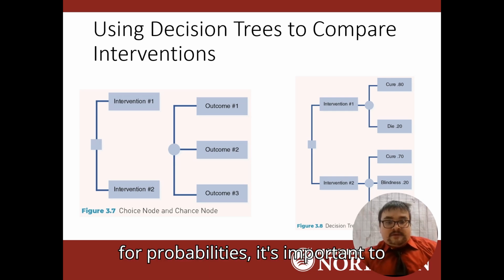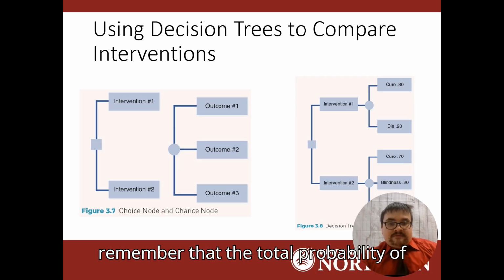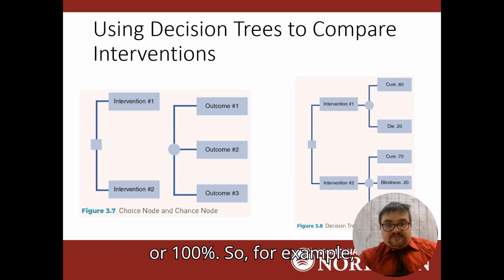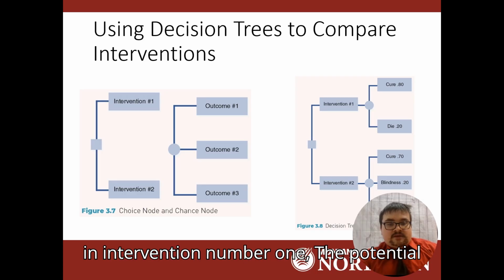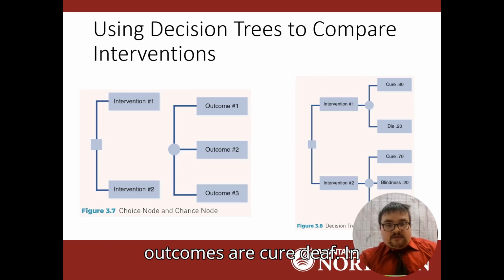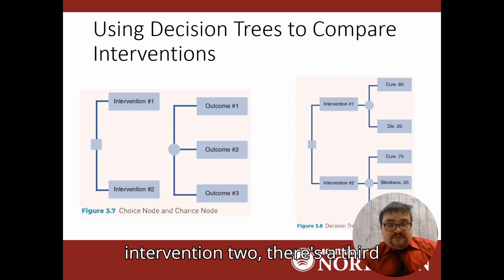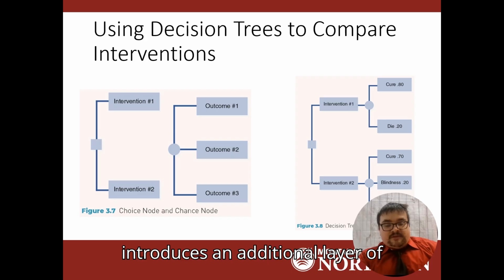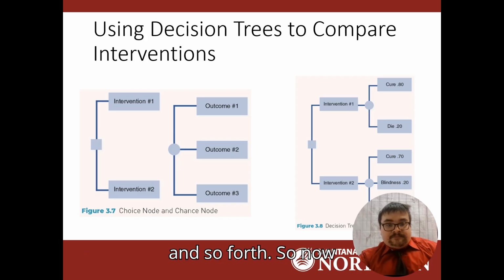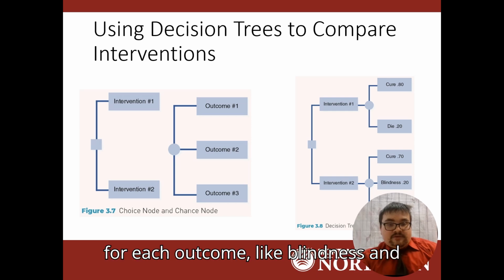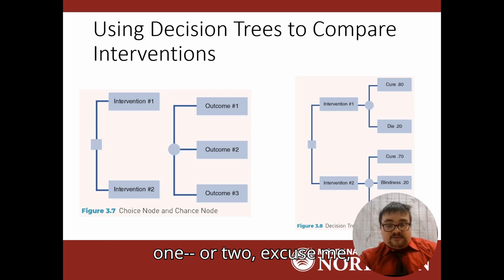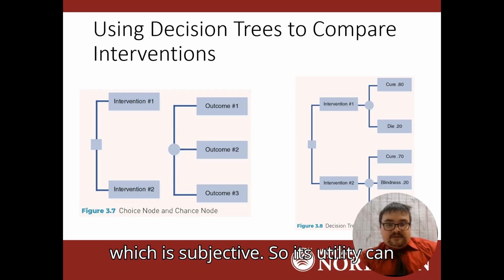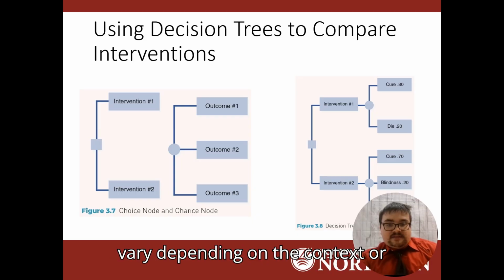Now going over probabilities, it's important to remember that the total probability of all potential outcomes at any given chance node should add up to 1, or 100%. So for example, in intervention number 1, the potential outcomes are cure or death. And in intervention 2, there's a third possible outcome, blindness. So this introduces an additional layer of complexity. Now these are just examples. For each outcome, like blindness in 1 or 2, we also need to know its utility value, which is subjective. So its utility can vary depending on the context or perspective.